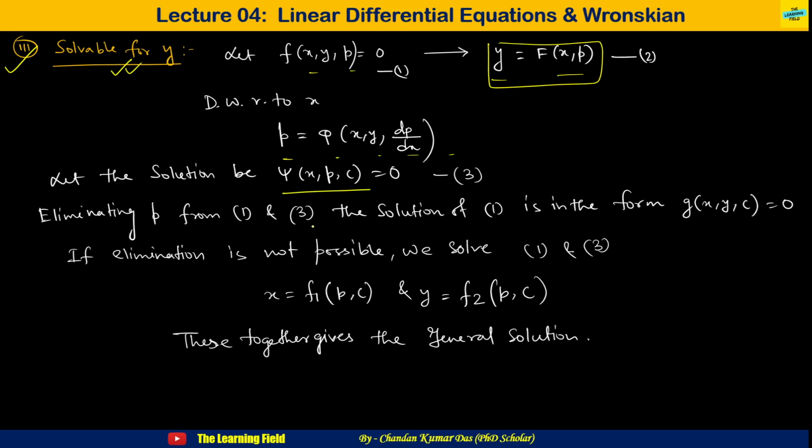Then eliminating p from 1 and 3, where this is equation number 1, we get the form g of x, y, c equal to 0. If elimination is not possible, we solve 1 and 3 by a similar process, x equal to f1 of p, c and y equal to f2 of p, c. This together gives the general solution.